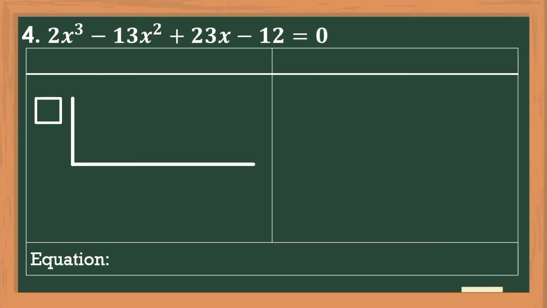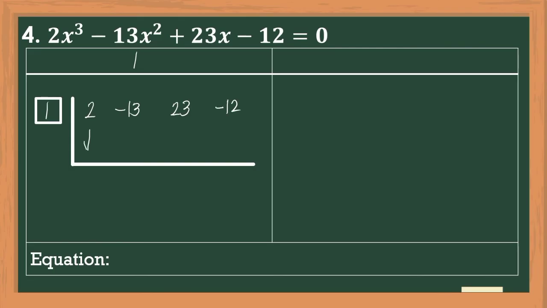Okay, so unahin natin is yung positive 1. So, sulat lang natin yung mga coefficients ng given equation natin. 2x cubed, that is 2. Negative 13x squared, negative 13. 23x, that is 23. Negative 12, constant term. And then, sulat natin yung 1.